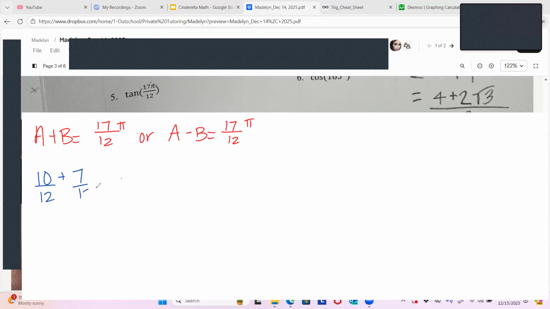Okay. So we need A plus B to be 17/12, or A minus B to be 17/12. Okay. So what can give us 17? Well, 10 plus 7. But if you look on the unit circle, 7/12 is definitely not on there. So that won't work. What else gives us 17?